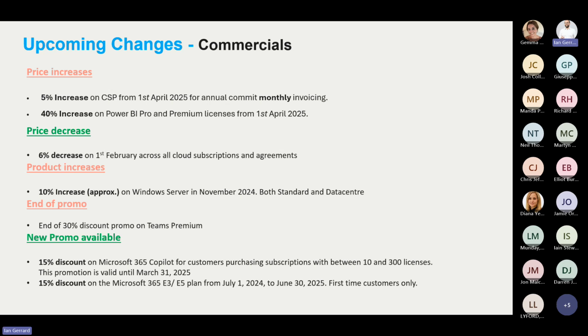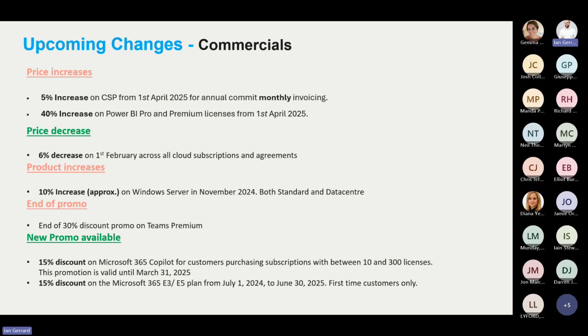Again, if you're looking for an exception so you can go from 2 to 10 licenses, probably not going to happen. If you're looking for an exception because you want to buy an extra 200 licenses, definitely we can see that. Then also, if you've never bought Microsoft 365 E3 or E5 before, there's a promo, again, first-time customers only, that is going to be in place up to the end of June, up to the end of Microsoft's financial year. We've also seen the end of some promos.